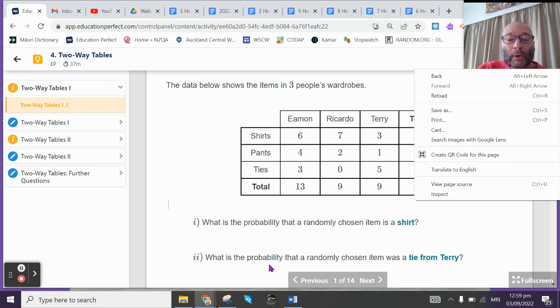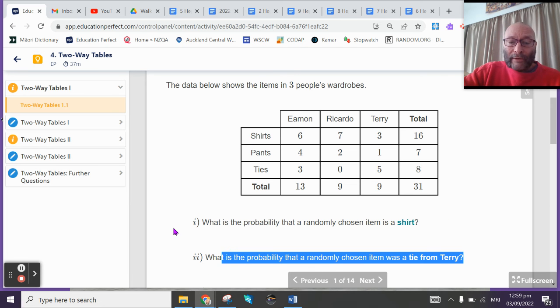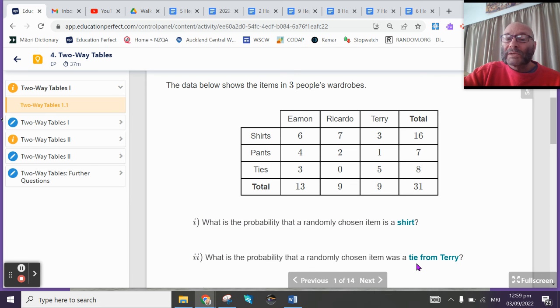Let's try another one. What's the probability that a randomly chosen item was a tie from Terry? Okay, well, ties can be either from Amon, Ricardo, or Terry. We're looking for a tie from Terry. So that means it's only going to be the Terry column and the ties. So there are 5 ties that are Terry's out of a total of 9. So the probability that a randomly chosen item was a tie from Terry would be 5 out of 9.